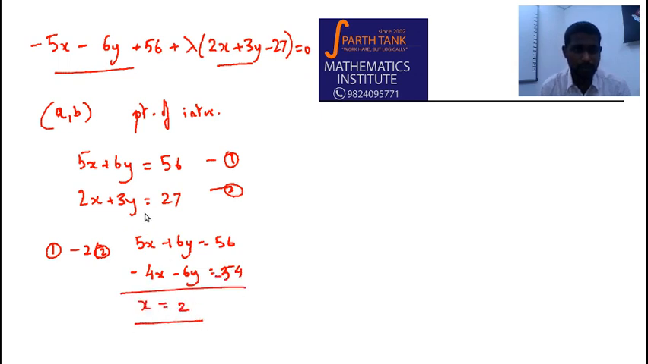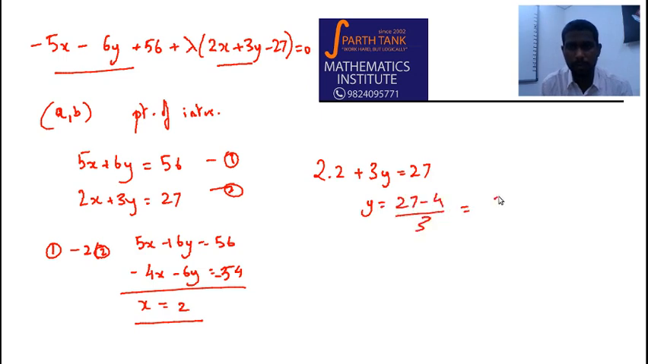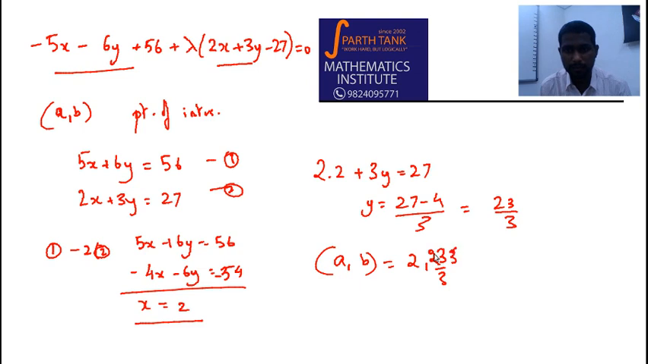And substituting x is 2 here, I get 2 into 2 plus 3 into y is 27, or y is 27 minus 4 upon 3, 23 upon 3. So A comma B is nothing but this point of intersection, 2 comma 23 by 3.